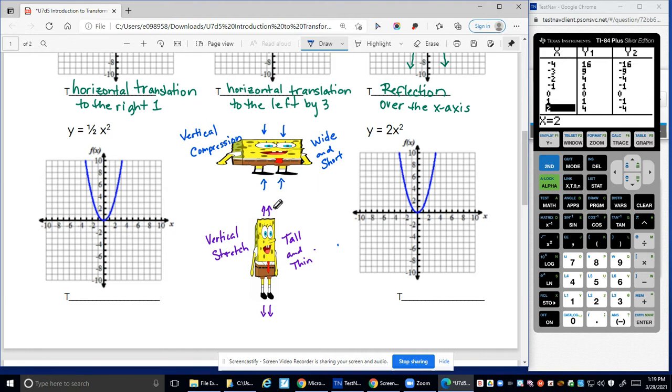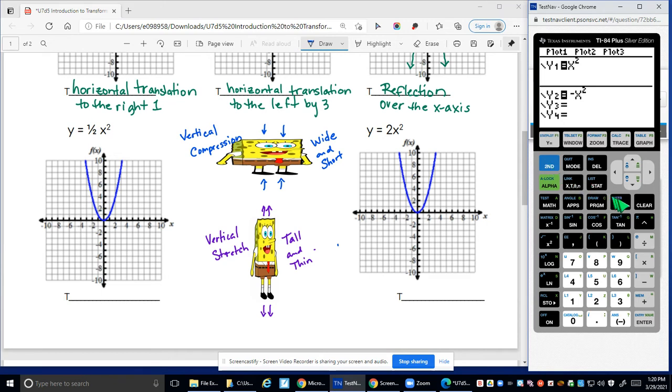All right. Keep that in mind as we're doing these two transformations. Let's look at our first one right here. I'm going to go to my calculator, and I'm going to type in 1/2 x squared, y equals 1/2 x squared. Let me step away and make sure it looks the way I want it to look. If it does, let's go to our table.